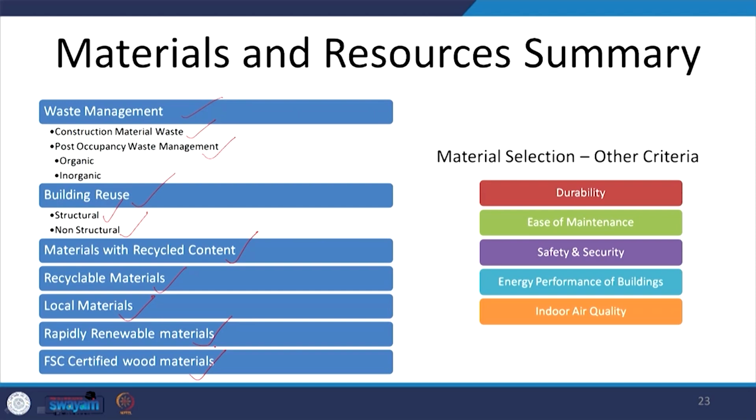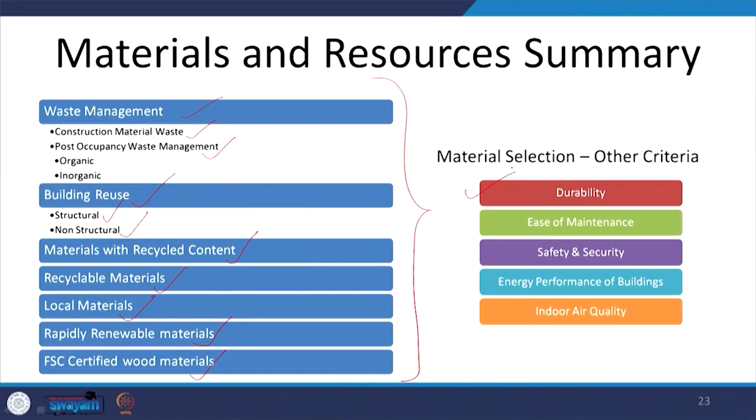Then we talked about rapidly renewable materials, what are the different types of materials which qualify as rapidly renewable materials, and how to show the compliance, and also for the FSC certified wood materials. Besides these compliance criteria, we also should keep in mind a couple of other selection criteria. As I have also discussed in between these lectures, durability is one of the very important criteria. We cannot ignore the durability criteria and go for a material which is high on recycled content and is locally available. So, we have to look at durability and strength.